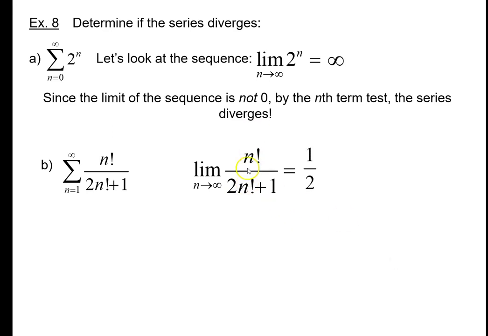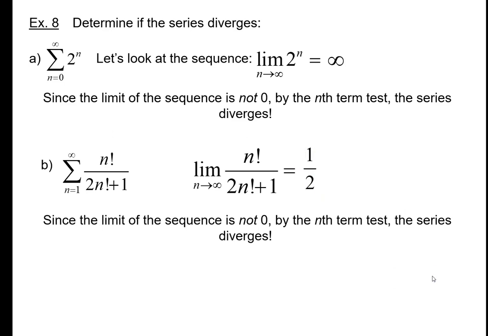You can kind of think of this like growth rates. We've got n factorial in both the numerator and the denominator, so they're growing at the same rate. And remember we said if you have a rational expression and you're taking the limit as n goes to infinity, if the numerator and the denominator are growing at the same rate, you can look at just the ratio of the leading coefficients. So this is 1 in the top, 2 in the bottom, which gives us a limit of 1/2. So what does that tell us? That tells us that by the nth term test, this series diverges because this limit is not 0.